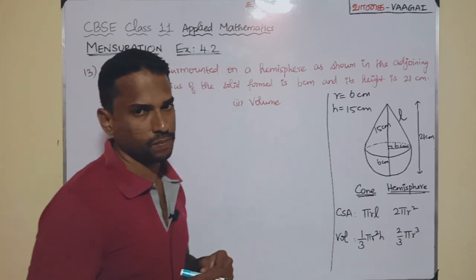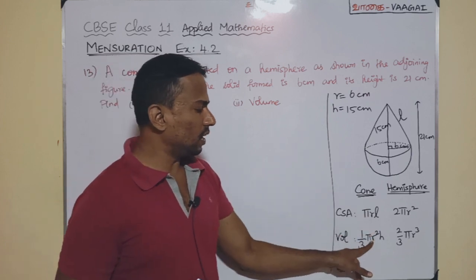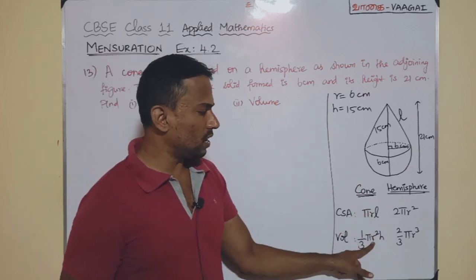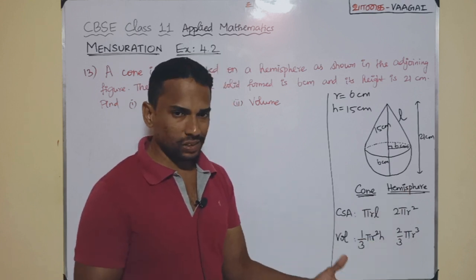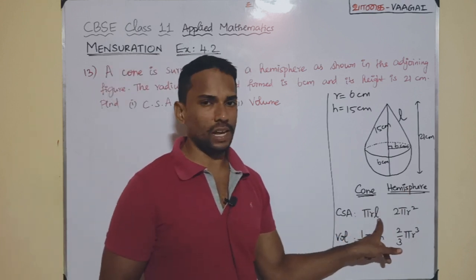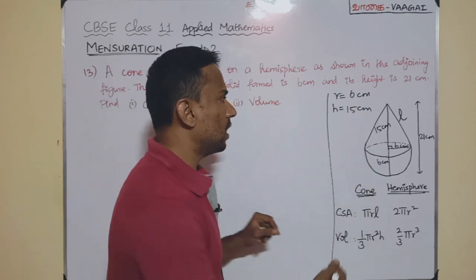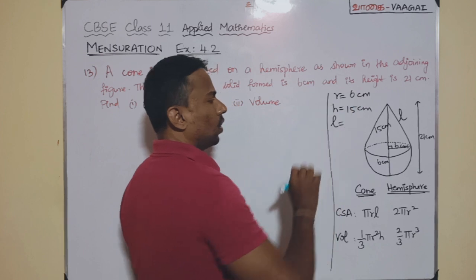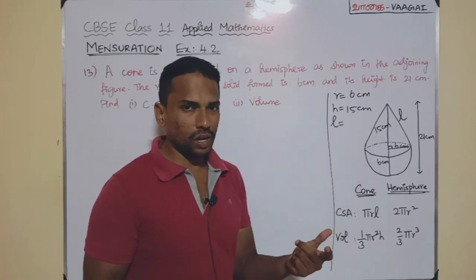Now once again coming back, here we have the radius of this cone, radius of the hemisphere, and height of the cone. Everything is available except this l. l is going to be the slant height of this cone, is it or not? So that l alone we have to find. Now how to find the value of l? It's going to be very easy. We are going to use the Pythagoras theorem to find it.